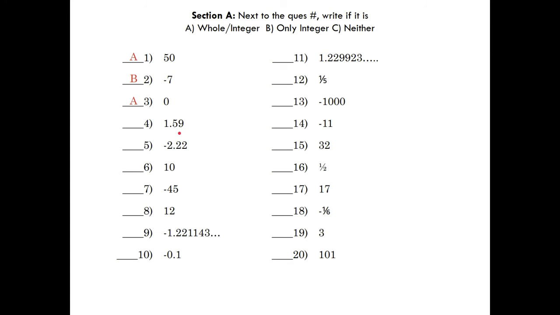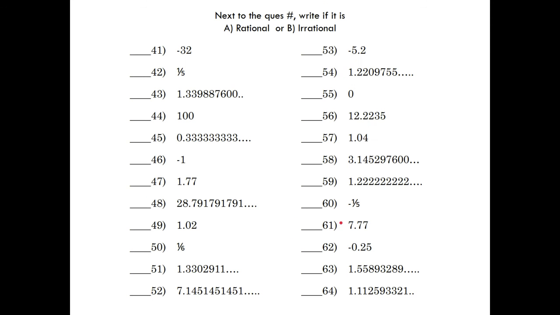1.59, you see it has a number after the decimal point. It's a fractional component, therefore it's not going to be A or B. It will not be an integer. Therefore the answer will be C. -2.22, same thing. It's going to be C as well. 10 is going to be a whole number and an integer, so it's A, and then over here, this is going to be C because they have numbers after the decimal point. And here are the answers over here. You can pause the screen to look at it, but it's also in the answer sheet.